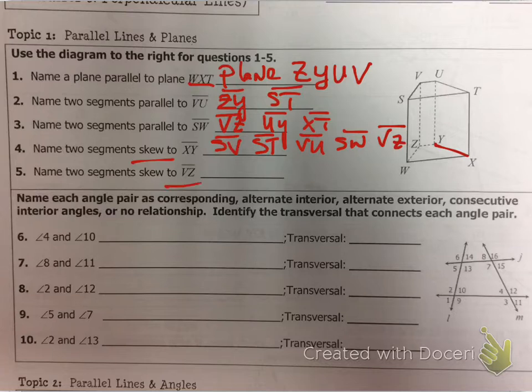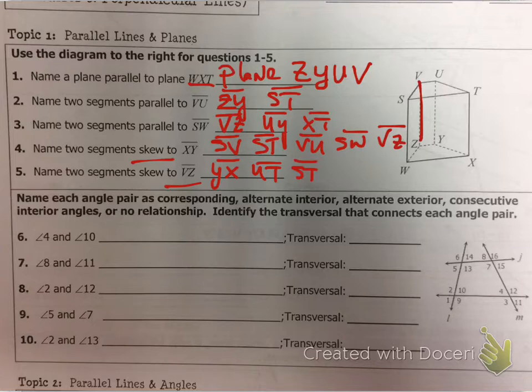Okay, I want segments skew to VZ. Alrighty, let's look at this one. So I want to be skewed to this line right here. So YX would work. UT would work. SW, no, would not work. What would I say here? Okay, YX, UT, ST.